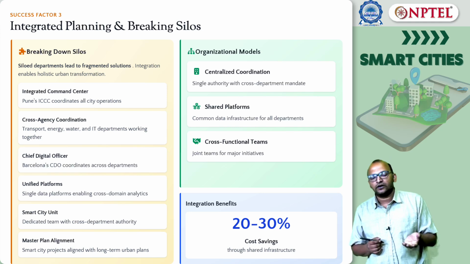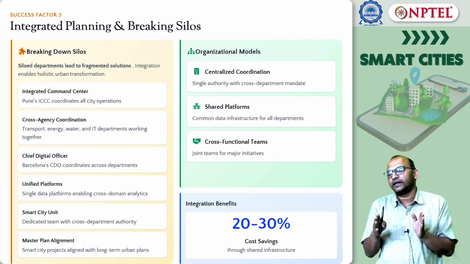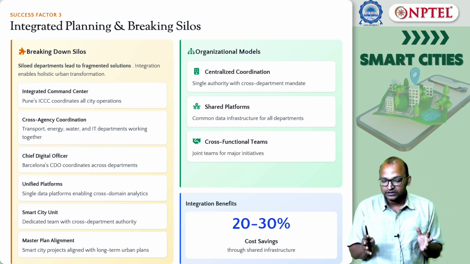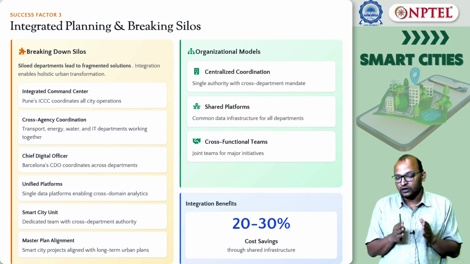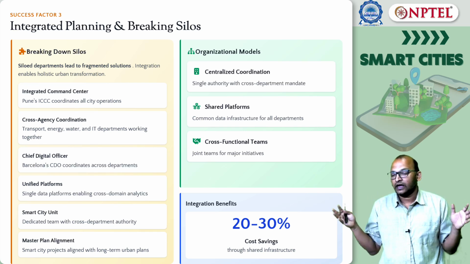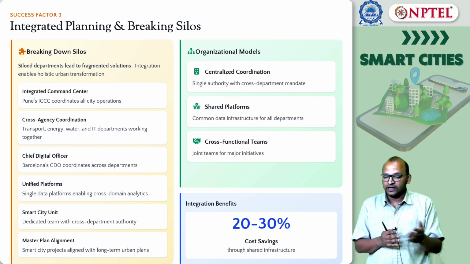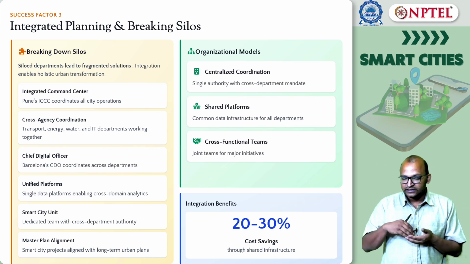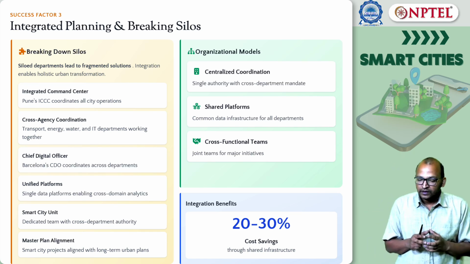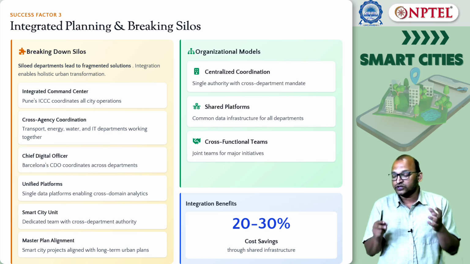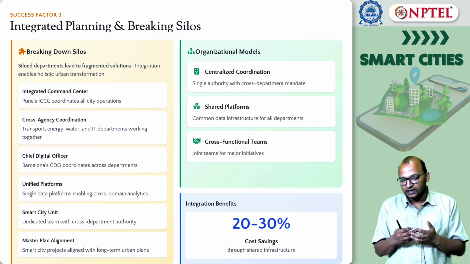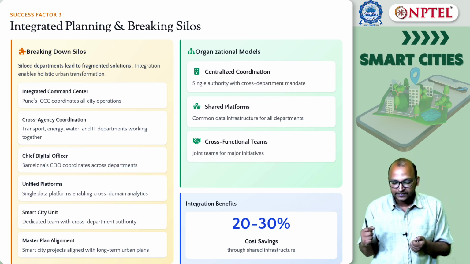The third success factor we can draw is integrated planning and breaking silos. We have already seen that siloed departments lead to fragmented solutions, and integration enables holistic urban transformation. There should be proper integrated command centers which integrate all the information, like we have seen in the case of Pune. There should be cross-agency coordination, with transport, energy, water, IT and other departments working together. There needs to be a central officer who coordinates among these departments. There should be a unified, single data platform which can enable cross-domain analytics.